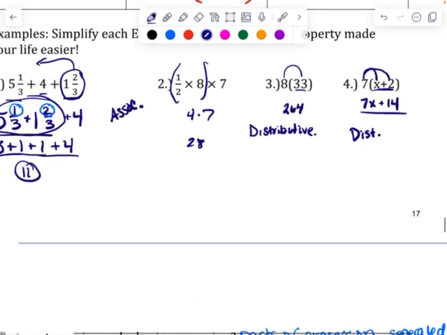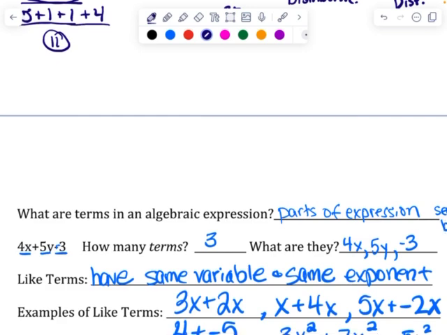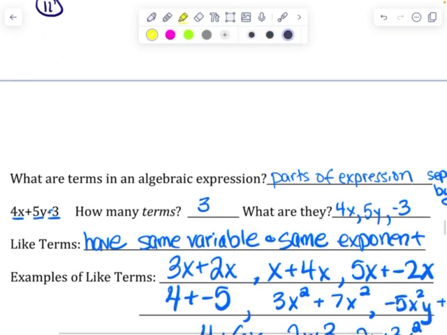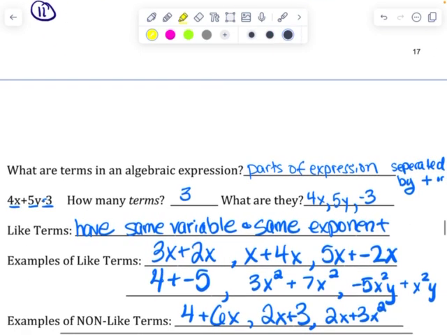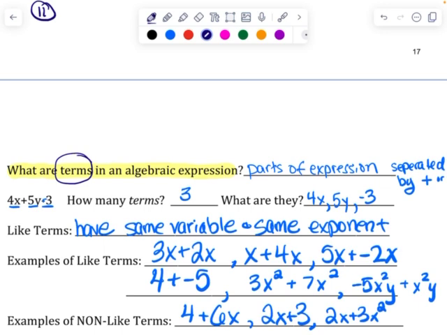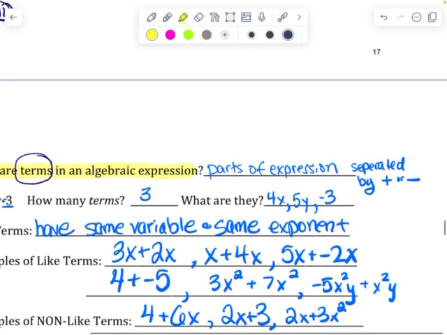All right, moving on to the next page, we have some more words. And I have some things filled out. I'll use a highlighter as we go over them. What are terms in an algebraic expression? We talk about the word terms. Terms are parts of an expression separated by plus or minus sign. Okay, so copy that down.